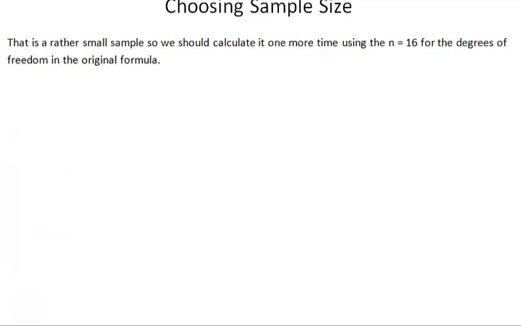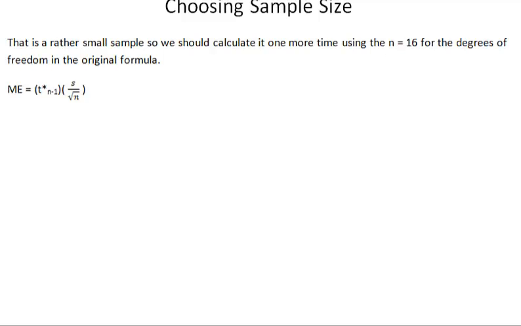16? That's a kind of small sample size. So maybe we ought to do a little bit more calculations just to make sure. But this time what we're going to do is actually try to calculate the T critical using N equals 16 for the sample size, and then we're going to be able to find the degrees of freedom in the original formula.